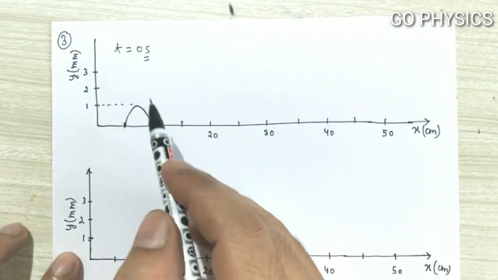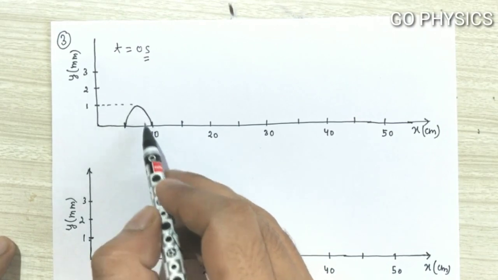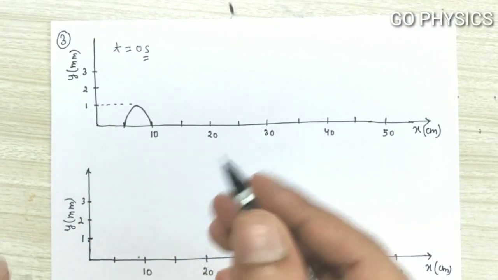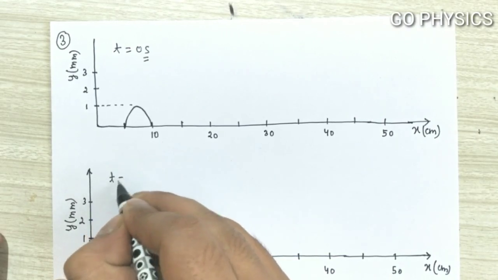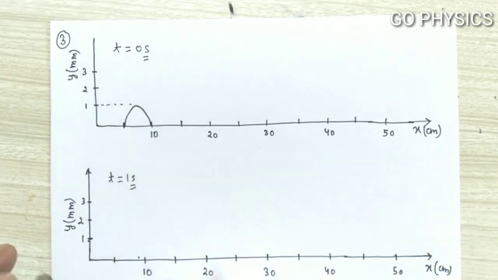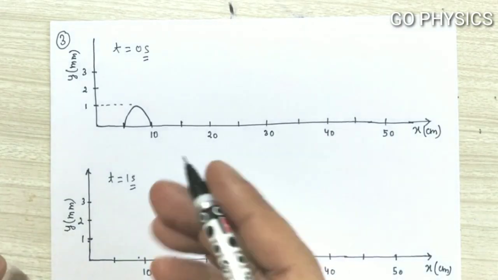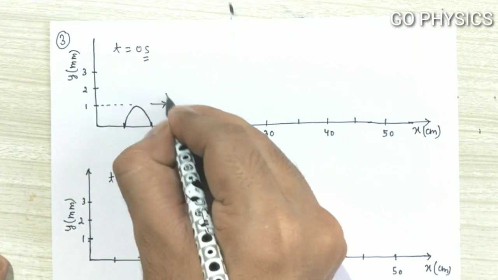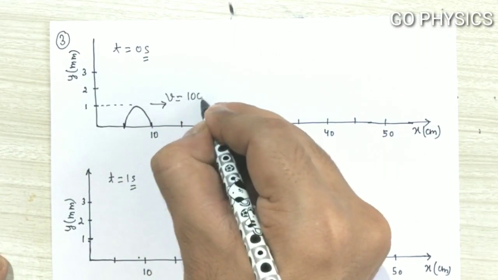From the graph, we can conclude that the amplitude of the wave pulse is 1 millimeter. So at t equal to 1 second, first we will see what will be the location of the given wave pulse. Since the given wave pulse is moving towards the positive x direction with a speed of 10 cm per second.